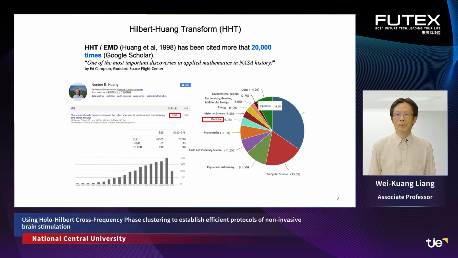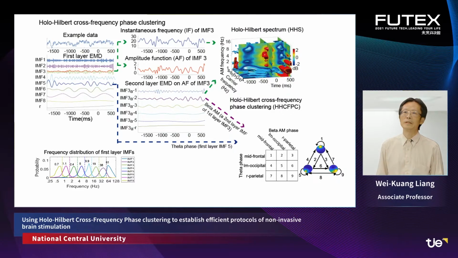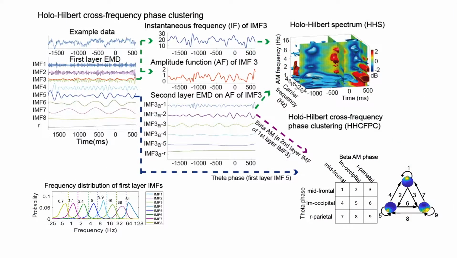Our proposed technique consists of a two-layer EMD and an inter-site connectivity analysis. This technique is achieved by computing the phase lag values of phase differences between a first layer intrinsic mode function, IMF, from one EEG channel and a second layer IMF from the other channel. This gives an index of inter-site cross-frequency couplings, measuring the cross-frequency brain connectivity with EEG signals. Here we see both the first layer and the second layer IMFs, the 3D Holo-Hilbert spectrum, and the HHCF-PC.